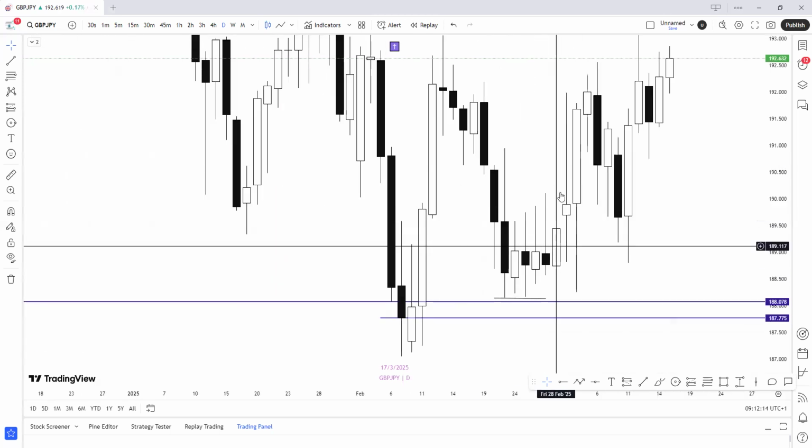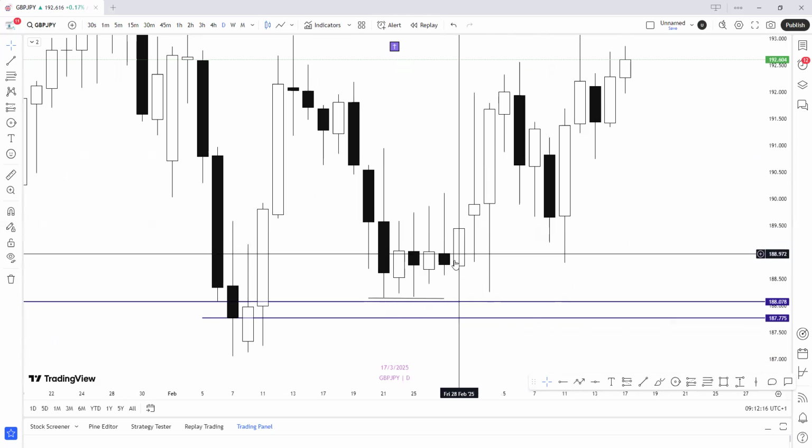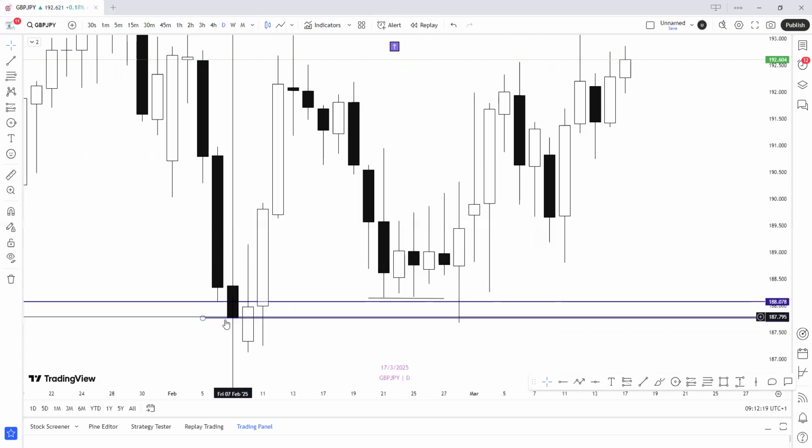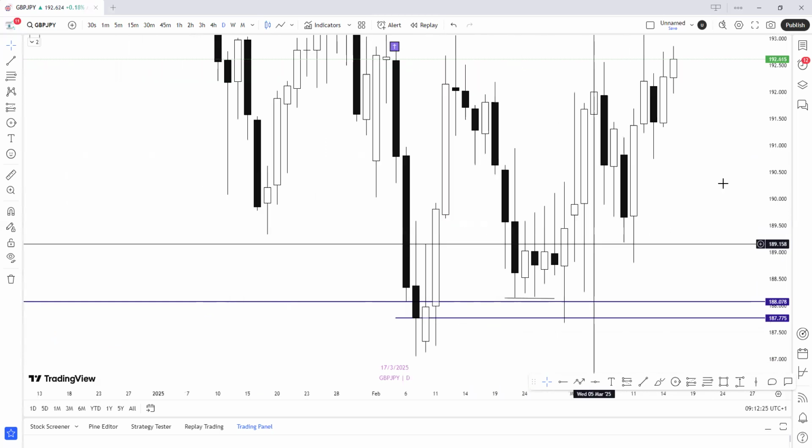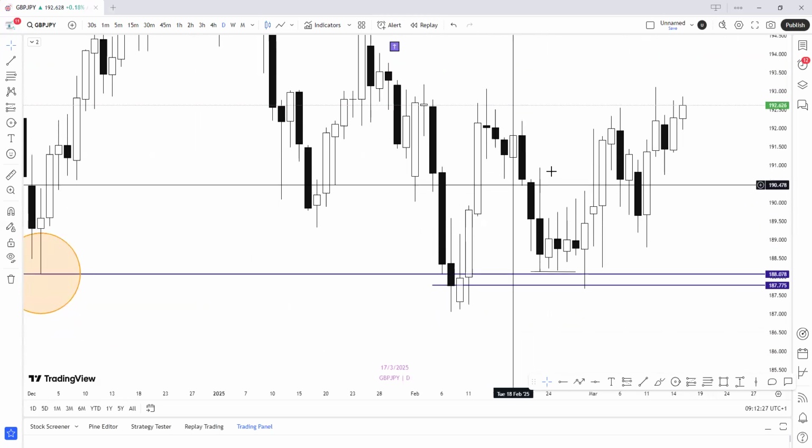Price taps into this key level and rejects. So you can see this candle right here rejects from this key level. That's my first signal, the first signal that we might be looking for long opportunities, for buying opportunities, right?